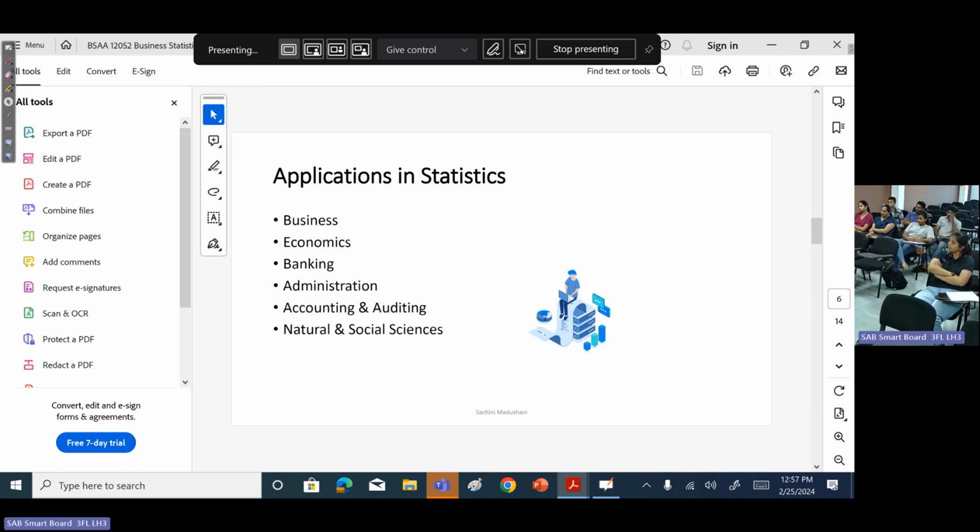Then another one is the natural and social sciences. In science, biochemistry, physics, in your school time, you did different kinds of experiments. Always we take a sample and check. In all these fields they use statistical techniques. Understood?